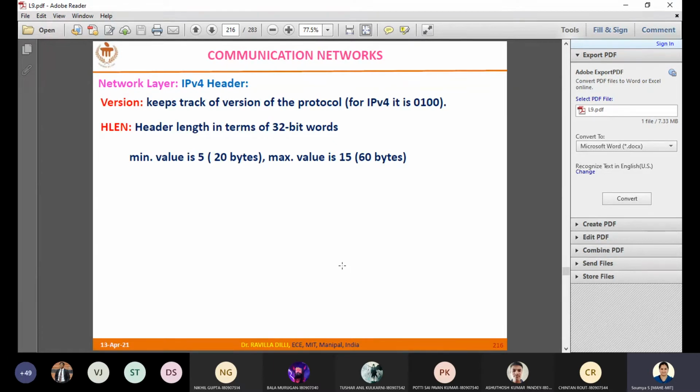Now header length. Header length is in terms of 32-bit words. That means its minimum value will be 5 and its maximum value is 15. So 5 into 4 gives me 20 bytes. It is a word, 32-bit. Okay, and the maximum value is 15 into 4, that gives me 60 bytes. So that means the header may be a minimum of 20 bytes and a maximum of 60 bytes.